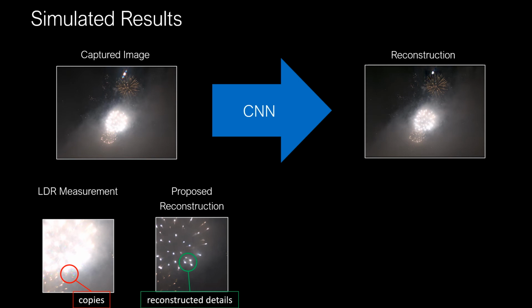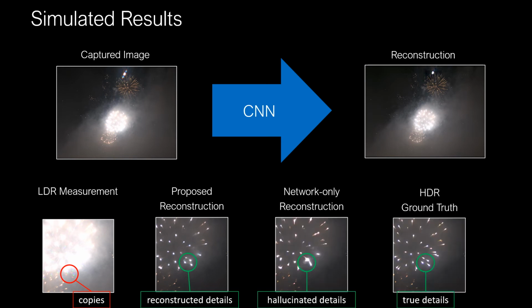The entire system works together as follows. A simulated captured low dynamic range measurement looks like this, with a close-up of the brightest region shown in the bottom left. Note the copies of the fireworks. The network takes this low dynamic range image with copies and uses the copies to fill in the details of the saturated region. See the 3 circled flares in the reconstruction. Without a PSF, a similar network can only hallucinate plausible details, which may look nothing like the ground truth. Here, the network's reconstruction is missing a flare.